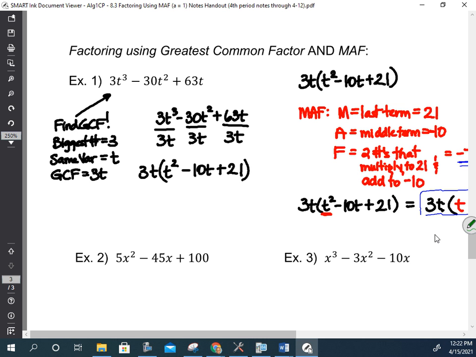So the first step is still the same. Step 1 is still the same. Greatest common factor. You have a 3, you have a 30, and you have a 63. So now you have a number that will divide out. 3. 3 divides out all of those. 3 divides out everything. And each one has the letter T. Everything has the letter T. So your greatest common factor is 3 times T, which is 3T.